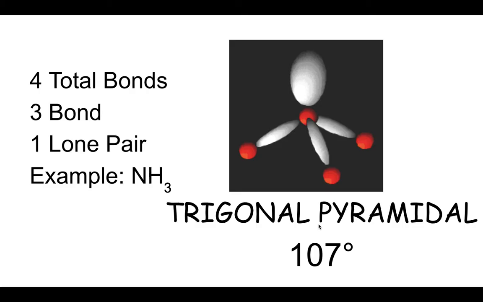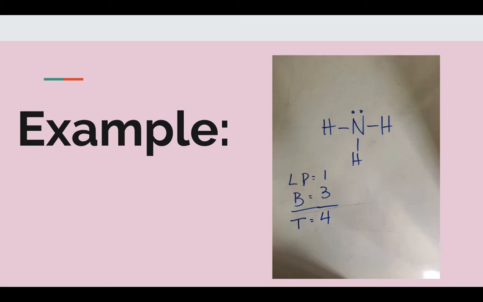Our next one is trigonal pyramidal. We have 4 total bonds, 3 bonds, and 1 lone pair. Notice that whenever we have a lone pair, it looks much larger in the picture because they take up more space and they push everything else down. Our example here is NH3. Here we have NH3. N is our central atom. We have 1 lone pair. We have 3 bonds, 1, 2, 3. 1 plus 3 is 4.